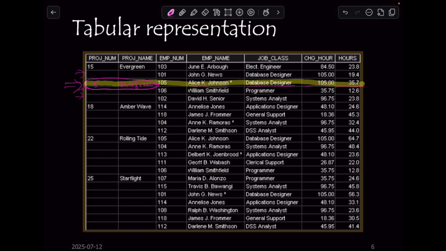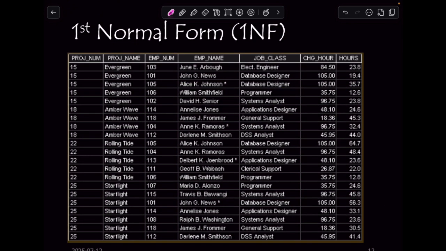As a result, what you will get here is this complete table. This complete table does not have any missing values. Particularly here you can see it's all filled in, 15 Evergreen, and here we have project 18 Amber Wave. So now in this complete table form, when you read each line, you can get all the information about that specific line: which project, who is working for that project, and the relevant job information as well.